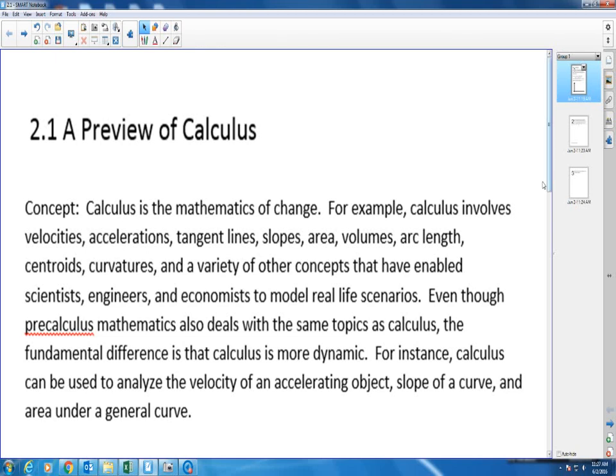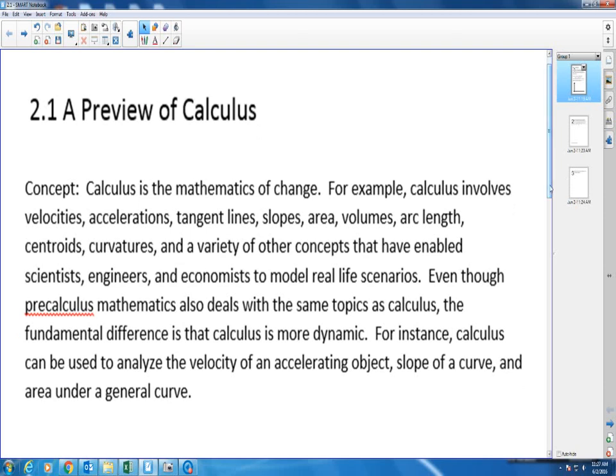Today we're going to talk about the preview of calculus, kind of give an overview of what calculus is really about. So here I wrote the concept that calculus is the mathematics of change. When you think about calculus, you think about the word change. For example, calculus involves velocities, accelerations, tangent lines, slopes, area, volume, arc length, centroids, curvatures, and a variety of many other concepts that have enabled scientists, engineers, and economists to model real life scenarios.